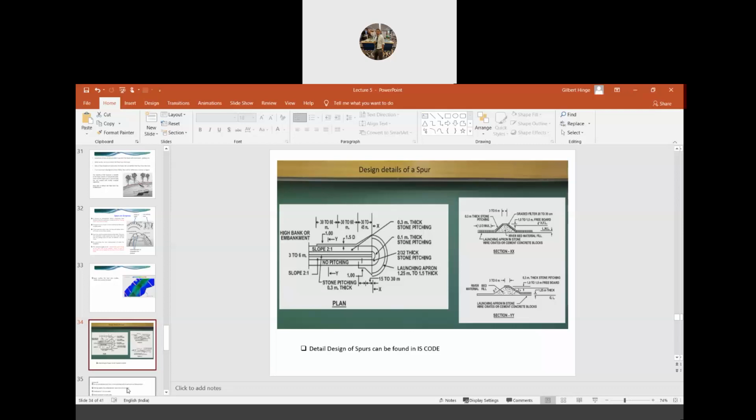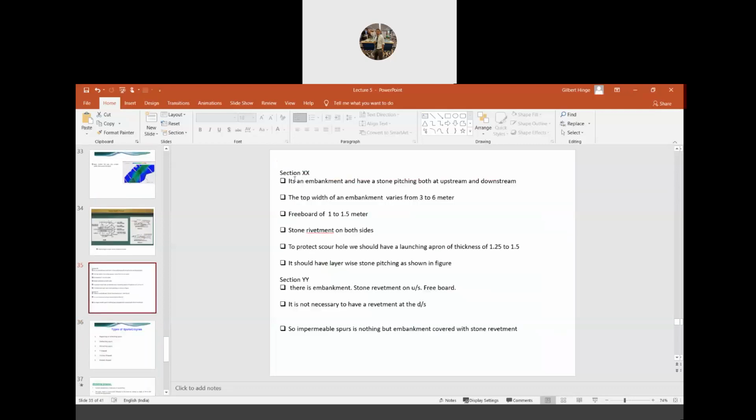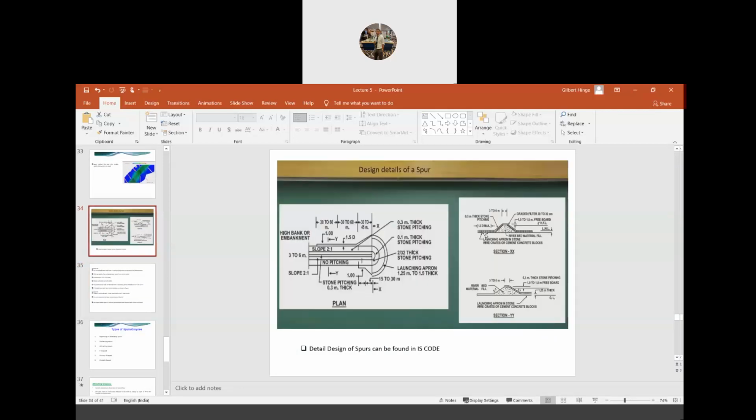I've written here clearly because I'll be sharing this PPT with you so that you can read what each section represents. So let us see. First, let us consider this section XX. This is section XX, and this is section YY. If we take two sections here, this is a plan view of a spurs. If you take this section XX here, it becomes like this, and section YY is like this.